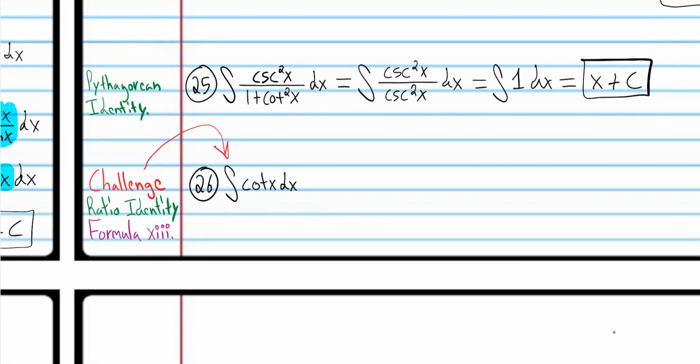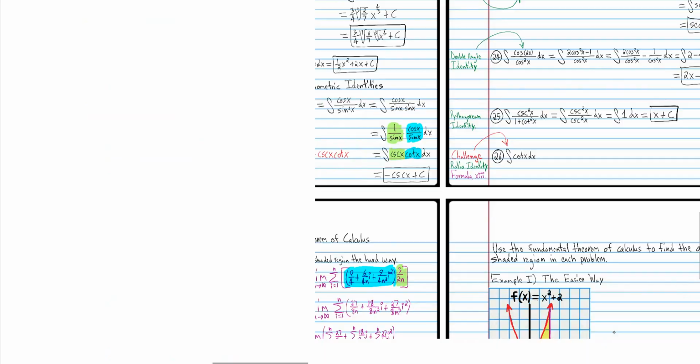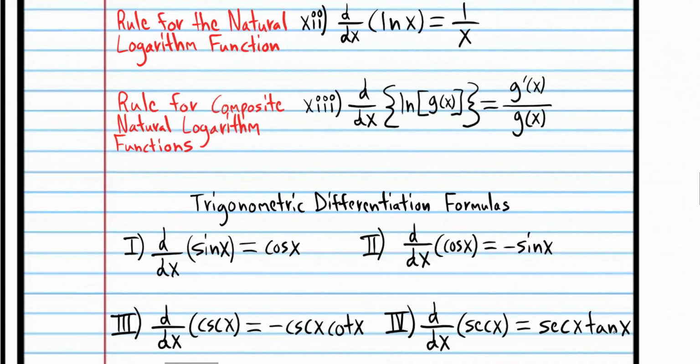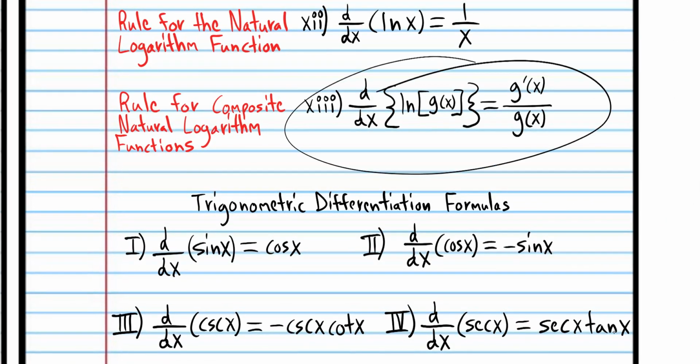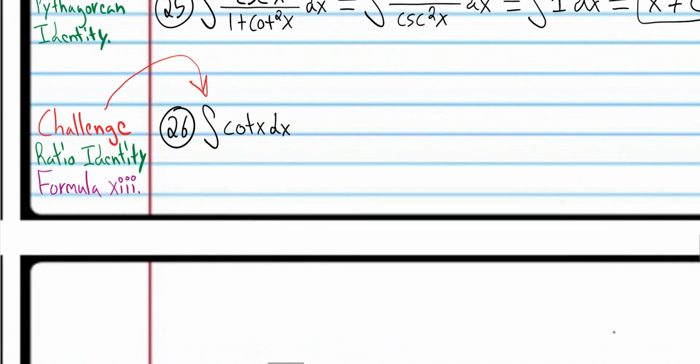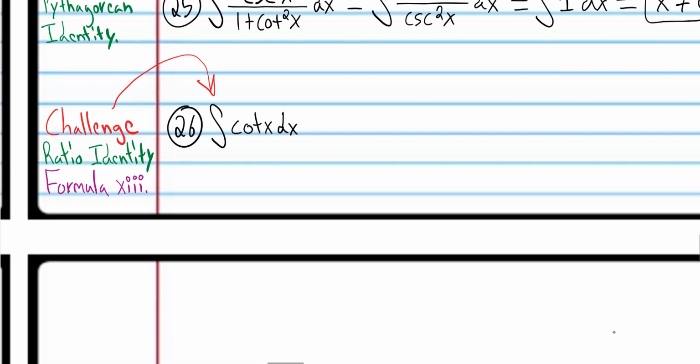You're going to need to use a ratio identity. That's one of your trigonometric identities. You're also going to need to use formula number 13. So in case you don't have that right in front of you, this is formula number 13 up here. And if you don't have the ratio identity, remember I gave you that sheet that shows you all the trigonometric identities. You need to have that identity memorized.